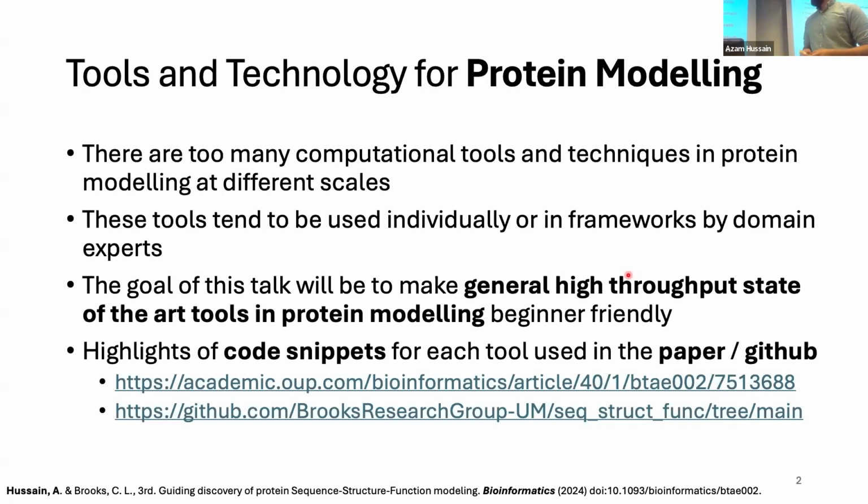So, why I'm doing this talk: my paper was published in Bioinformatics earlier in January. There's the associated article and a GitHub repo with the paper.